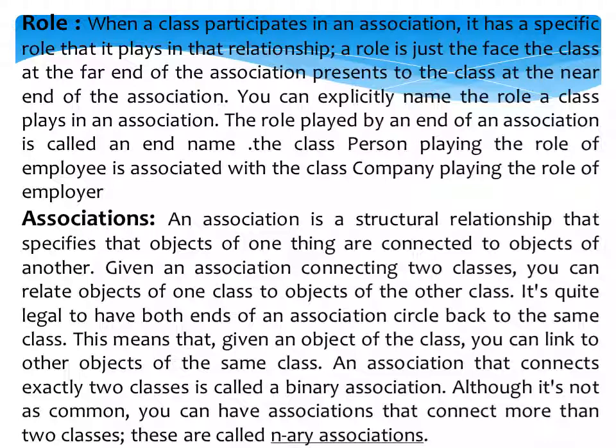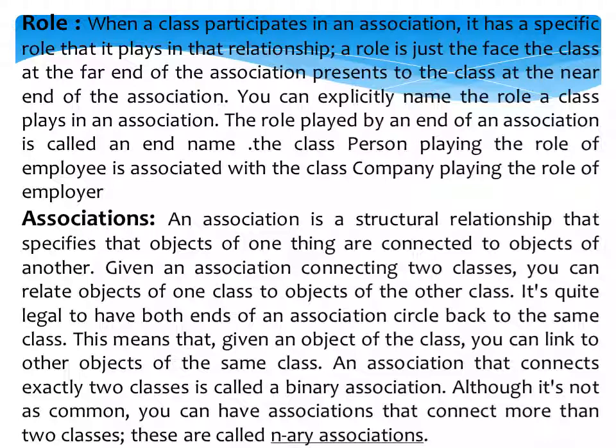Associations. An association is a structural relationship that specifies that objects of one thing are connected to objects of another. Given an association connecting two classes, you can relate objects of one class to an object of the other class. It's quite legal to have both ends of an association circle back to the same class. This means that given an object of the class, you can link to other objects of the same class.